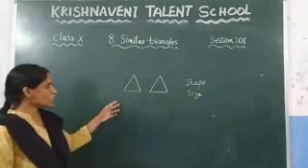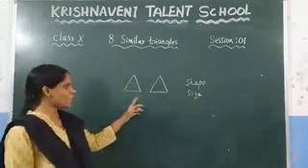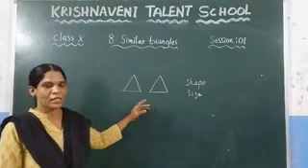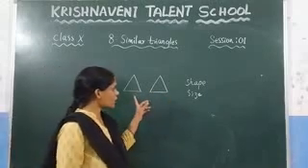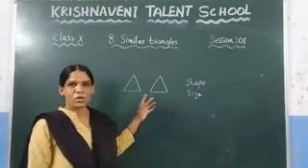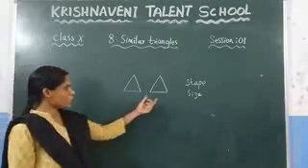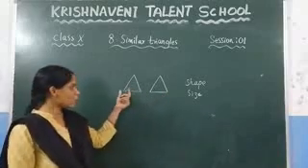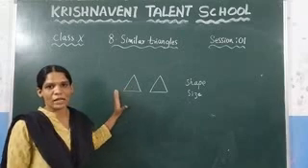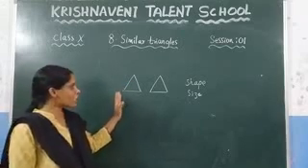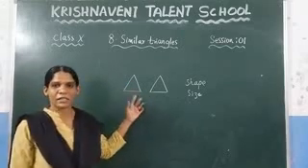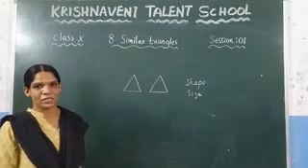Here you can observe that by seeing these two triangles, they have the same shape. This shape is a triangle, and you can observe that the size is also the same. So how can we say it? If you take this one object and keep it on the other object, it will overlap with each other. That means there should not be any space between the objects. That type of figures we call congruent.